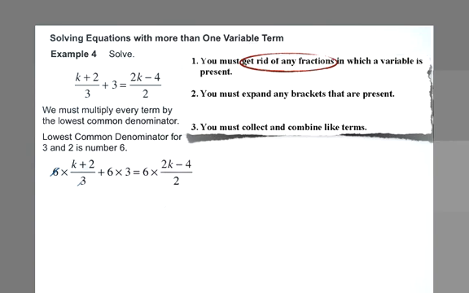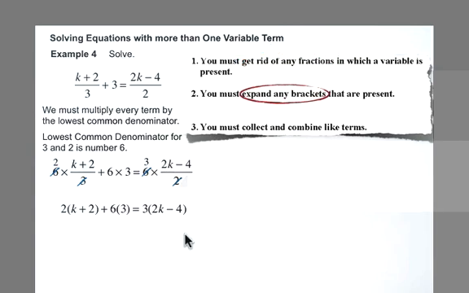6 divided by 3 is 2. 6 divided by 2 is 3. So now I have 2 times k plus 2, and I need it in brackets, 6 times 3, and 3 times 2k minus 4. Step number 2 says to expand the brackets. We have brackets in this case, so we'll use the distributive law.